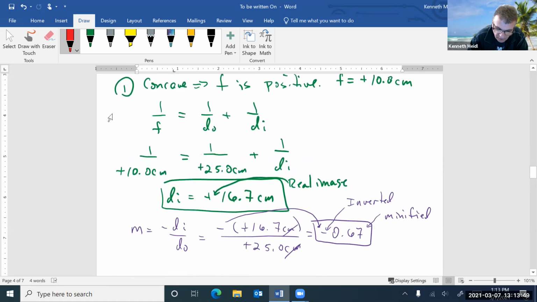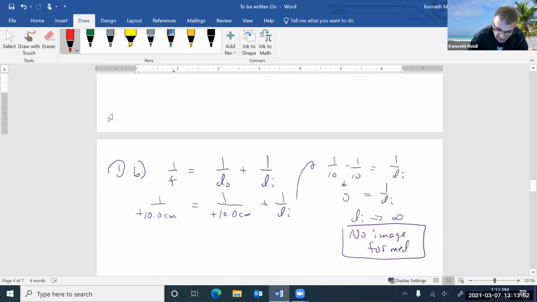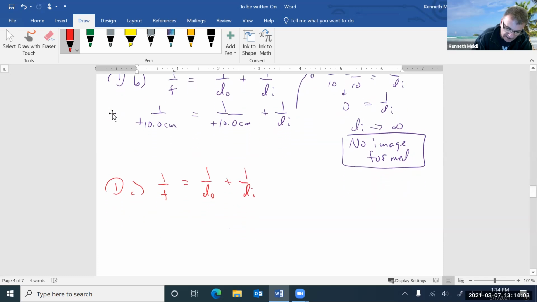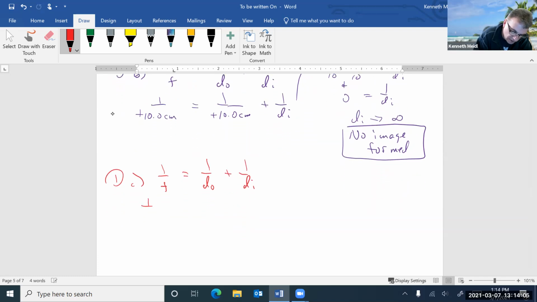Now in part C, we have exactly the same mirror, but now the object is 5 centimeters, right? 5 centimeters from the mirror. So let's see what happens here. Okay, so in 1, part C, here is my spherical mirror equation. I've got exactly the same mirror, so it still has a positive focal length of 10 centimeters. And now the object is 5 centimeters away, and I want to see where that image is going to be formed. And so I'm just going to do this on my calculator.